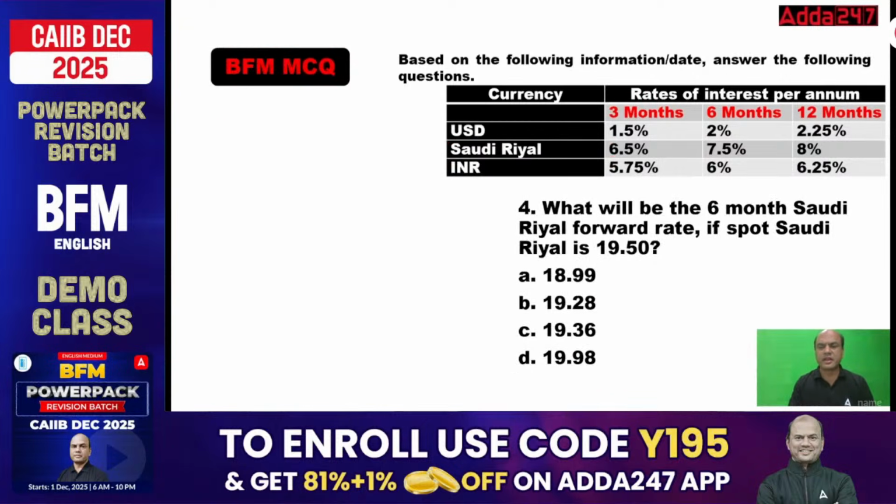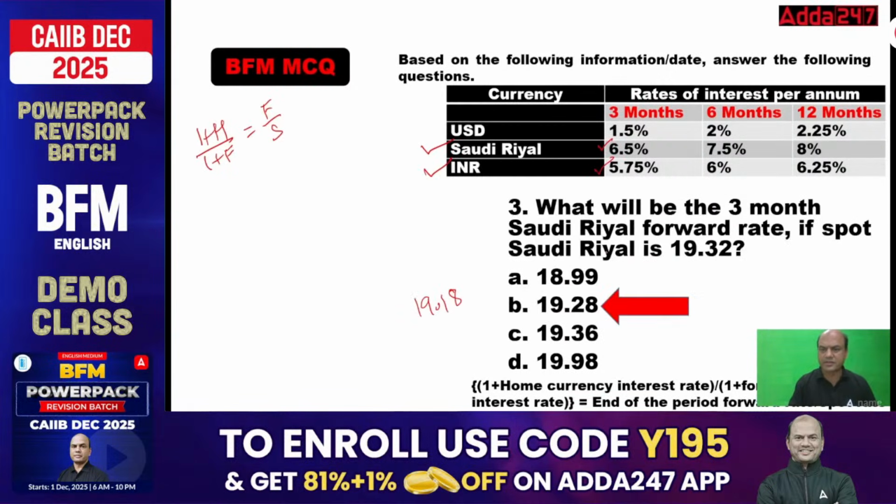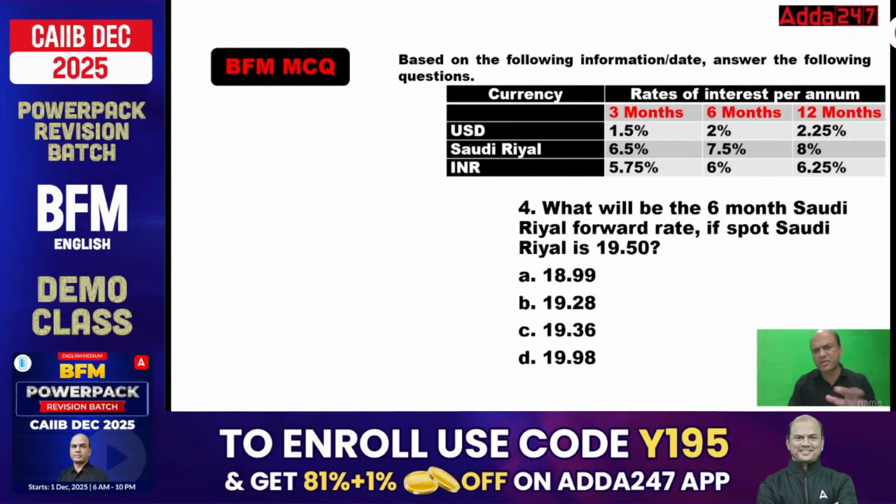Next one. Same one now. What will be the 6-month Saudi Riyal forward rate if spot is 19.50? Same problem. Leave it. Now you know it. Let's not waste the time. 19.36.